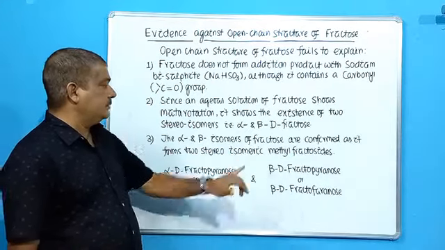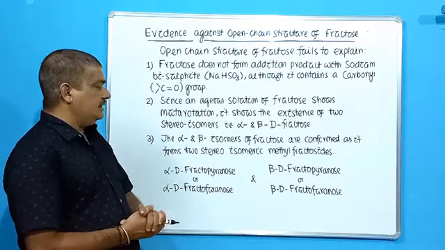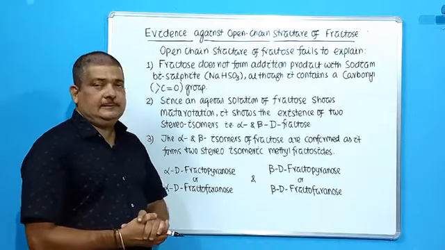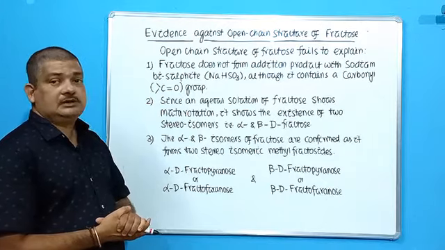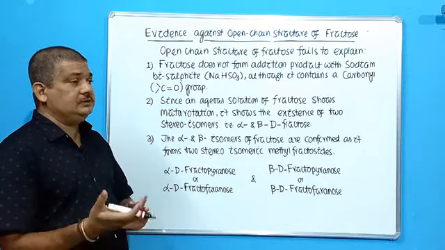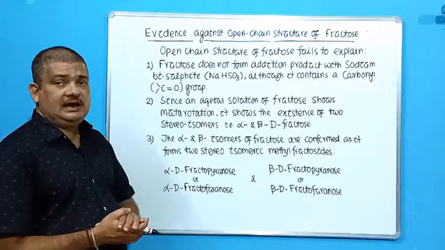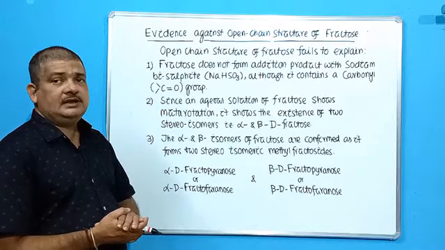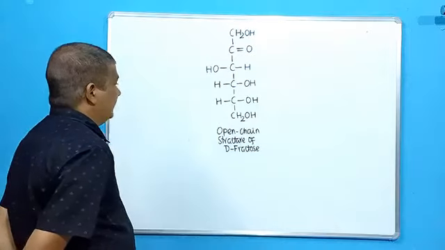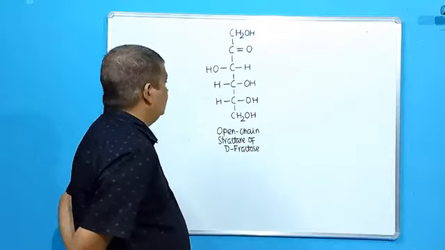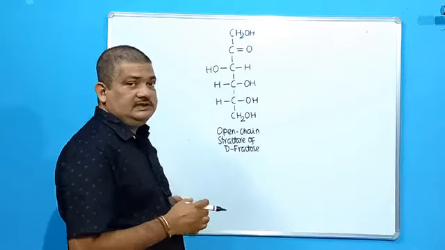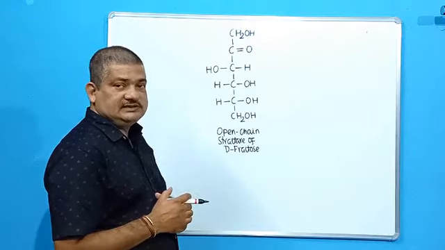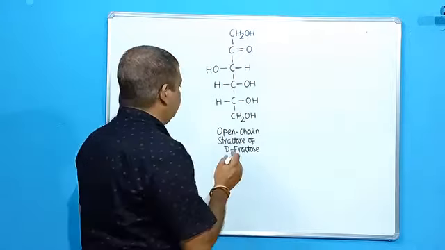The alpha and beta isomers of fructose are confirmed as it forms two stereoisomeric methyl fructosides. So you have to remember that these are the evidences against the open chain structure of fructose. Next we will see how alpha and beta D-fructose are formed by intramolecular rearrangement, so we will discuss the ring or cyclic structure of fructose. For that we have to once again write the open chain structure, because from this the intramolecular rearrangement takes place and then the ring structure is formed.